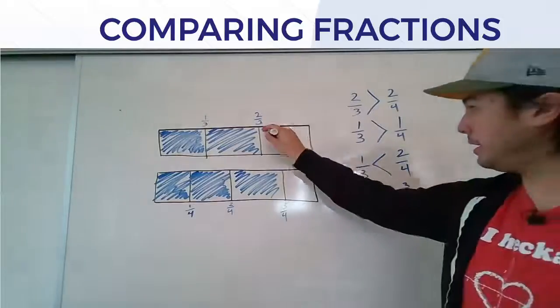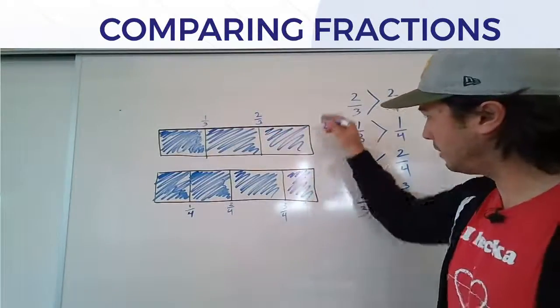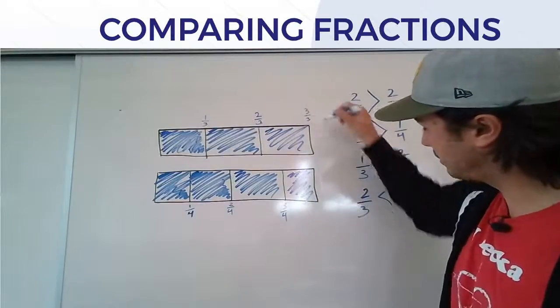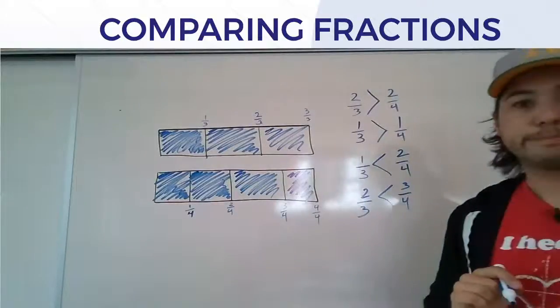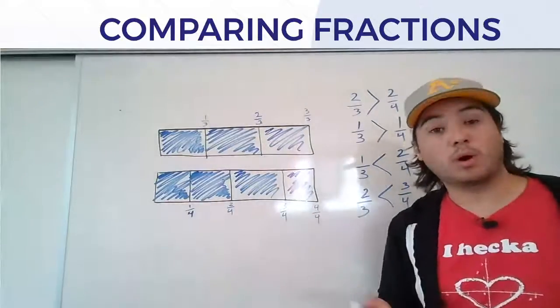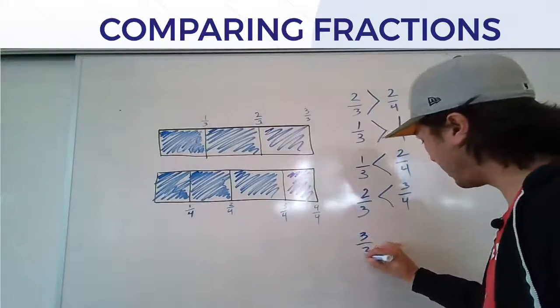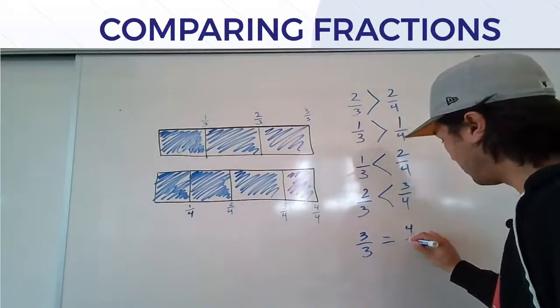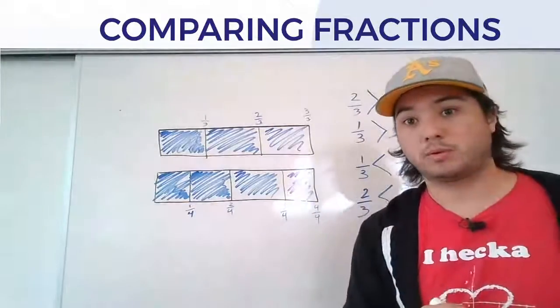If we fill them all in, and we have 3/3 and 4/4. Look at that. They're equal. Why? Because they're equivalent fractions. And not only are they equivalent fractions, but they are equivalents of 1. They both equal 1.